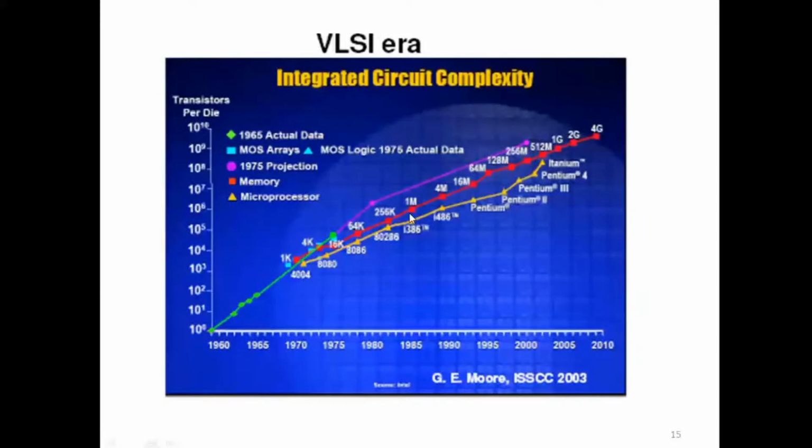This graph depicts the achievement versus Moore's law. This green curve here is the actual data, and the violet line here depicts the prediction as per Moore's law. The red curve here depicts the development of DRAMs, and the yellow line here depicts the development of the microprocessor. As we can see, the development of the processors as well as the memory has kept pace with Moore's law.